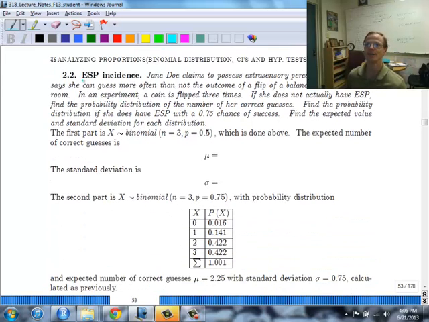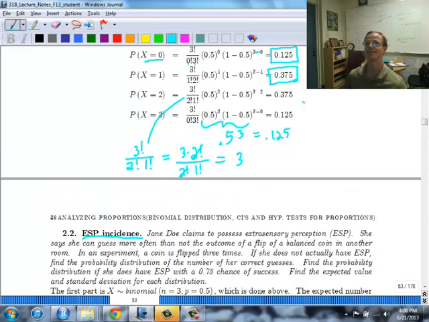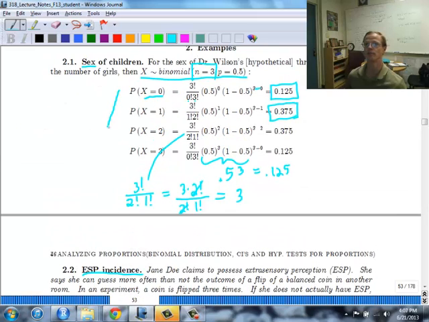Now, let's go to a second example. I've got ESP incidence. So Jane Doe claims to possess ESP. She says she can guess more often than not the outcome of a flip of a balanced coin in another room. Okay, so you put Jane Doe to the test and flip 3 times. Okay, if she doesn't have ESP, then what's the distribution of her correct guesses? Well, we already know the answer. That would be this exact distribution right here. Boom, no ESP, 50-50 on the coin toss.